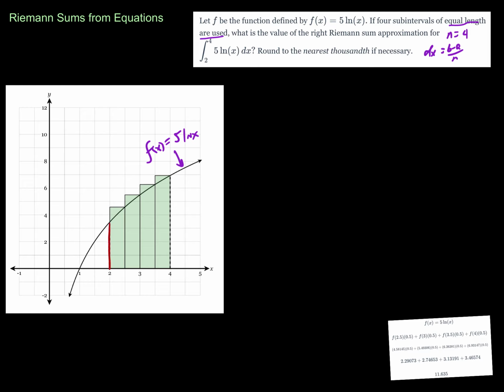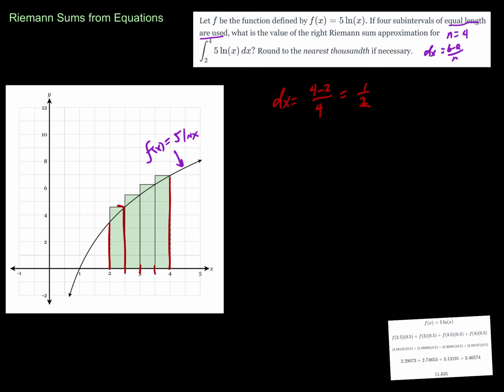So here's 2, and here's 4, and I'm cheating. I have the graph right here just because I'm not the neatest artist, if you will. Let's find dx. 4 minus 2 is our interval, and we are breaking it up among 4 subintervals. That means each dx must be 1/2, 0.5.